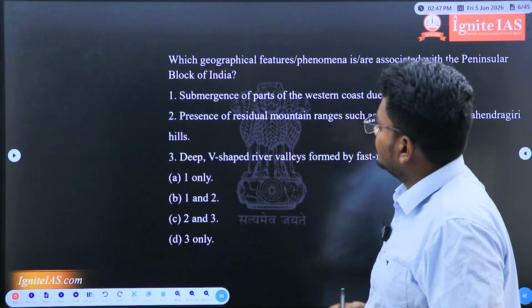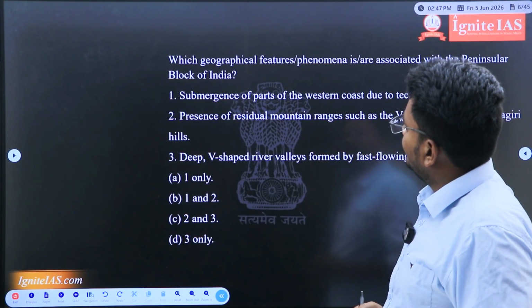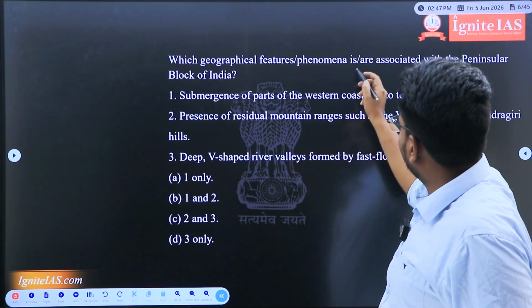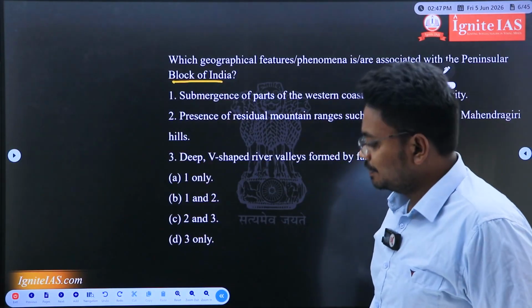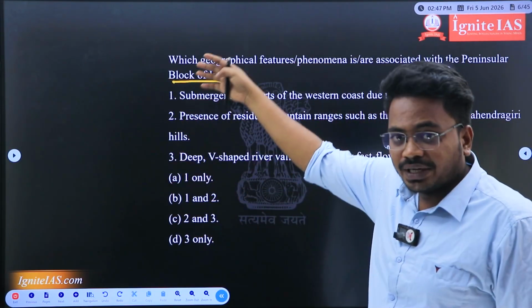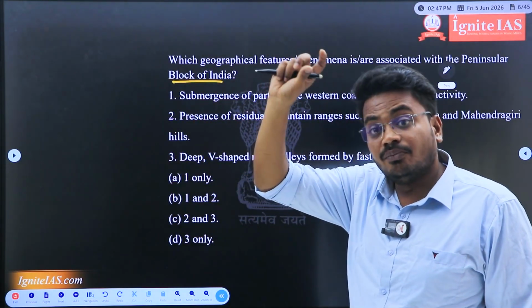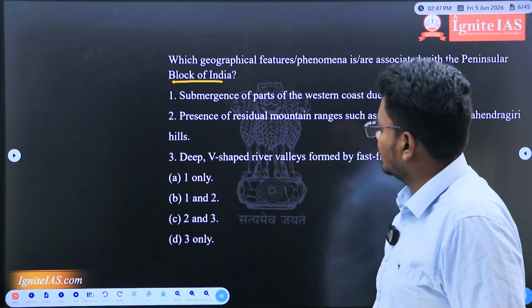Right. Now the third question. Which geographical features or phenomena is associated with the peninsular block of India? Again, first we will try to read the statements, then we will try to understand from which part of geography the question has been asked.